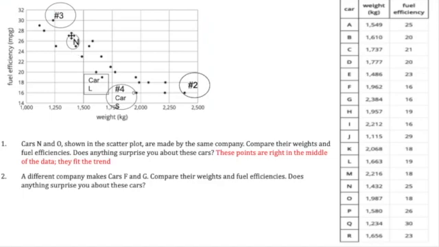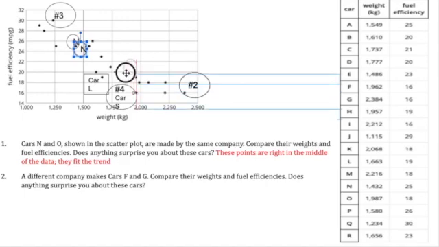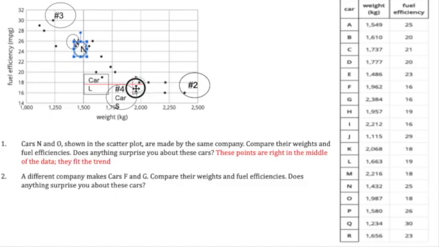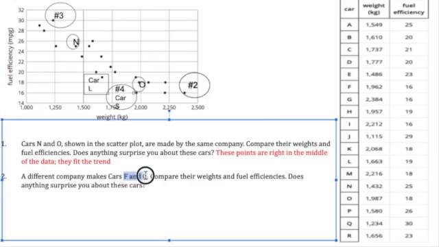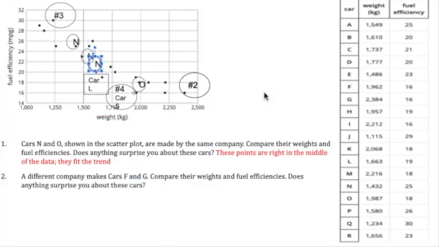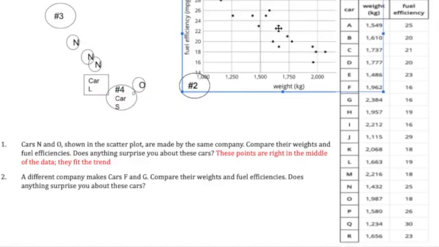And then O, it was 1987 and 18. O was right there. So N and O, they fit the pattern pretty well. And I'm going to assume F and G are not going to fit that pattern super well, because otherwise why would we be asking this question?